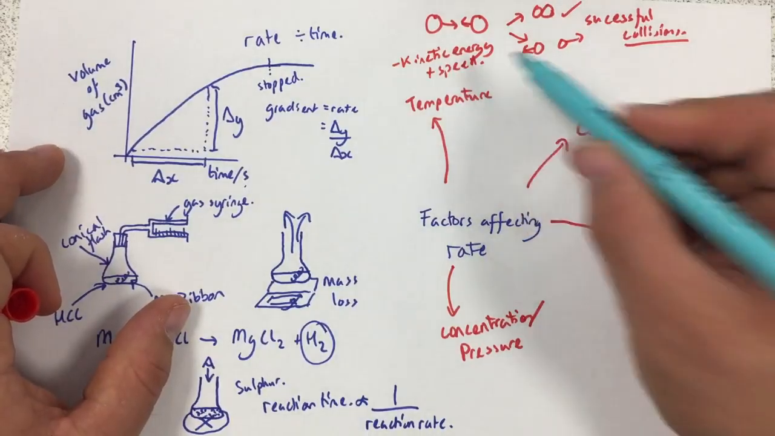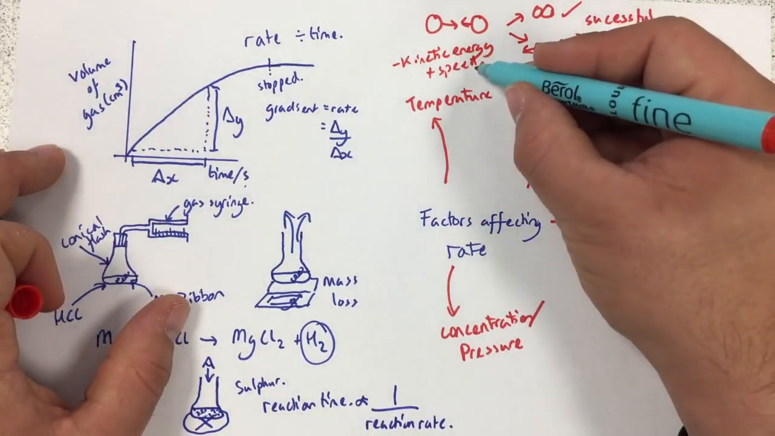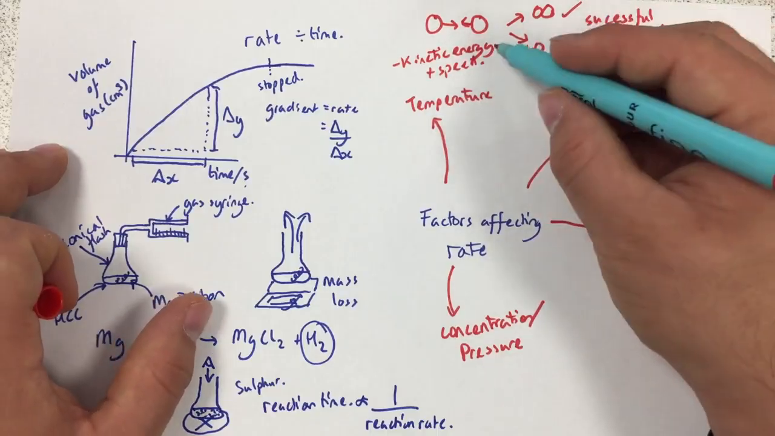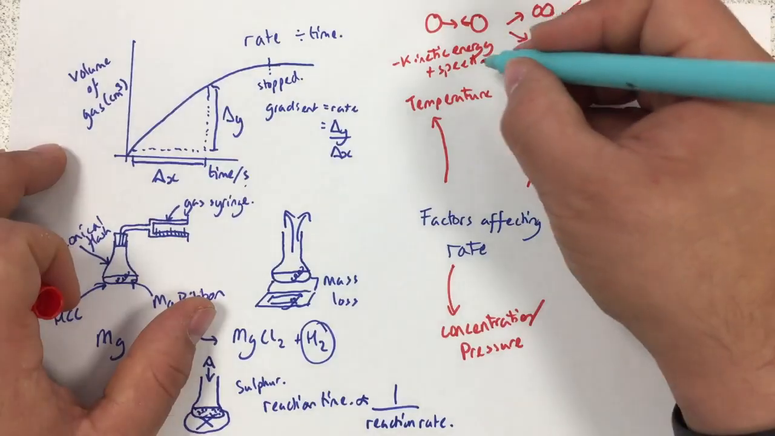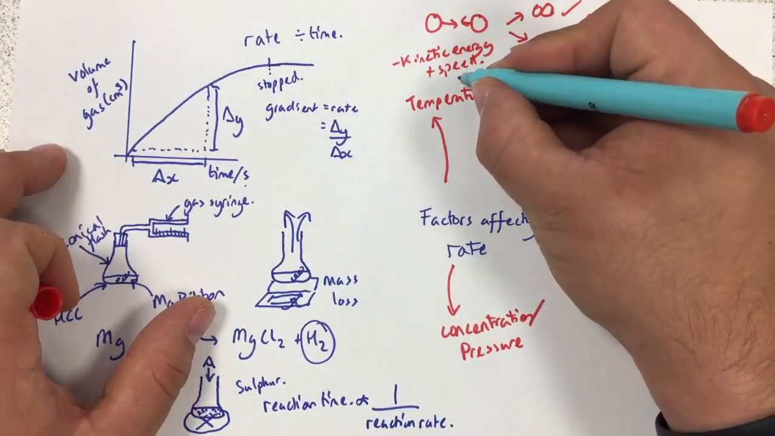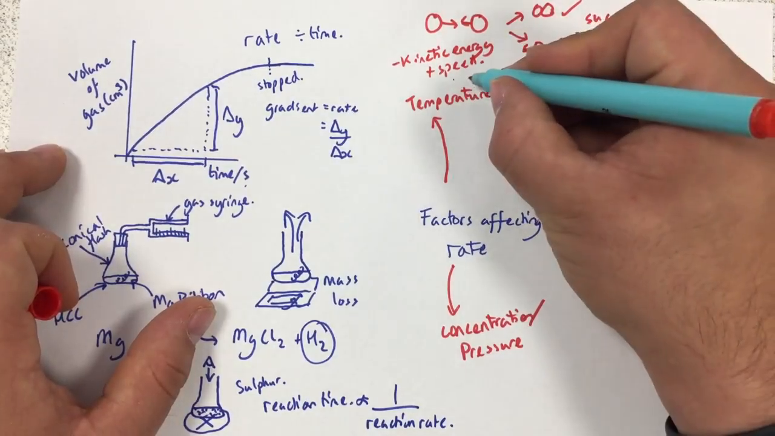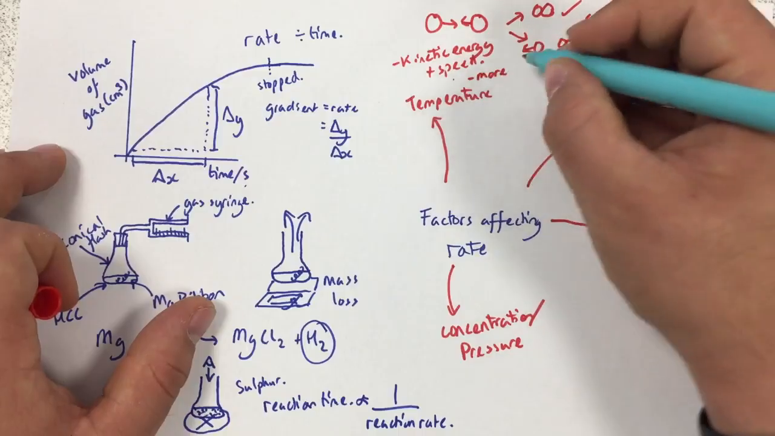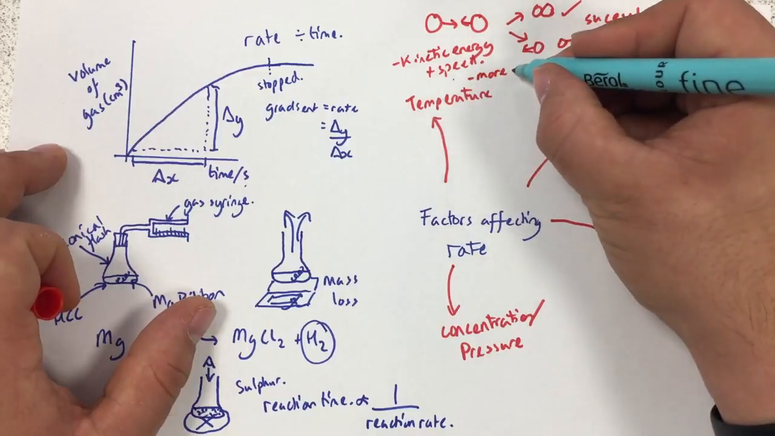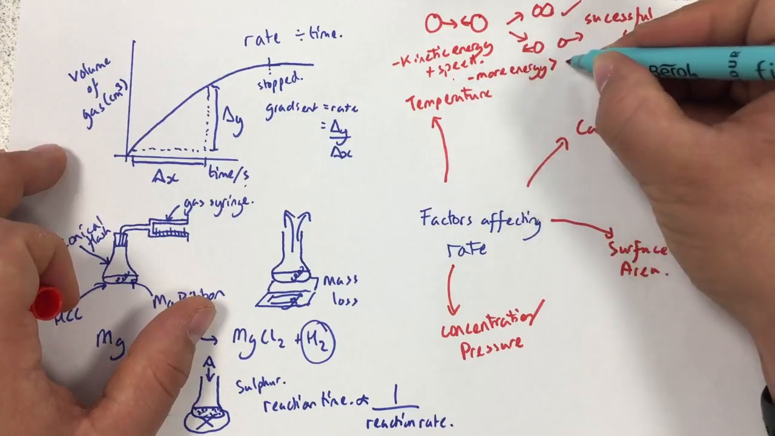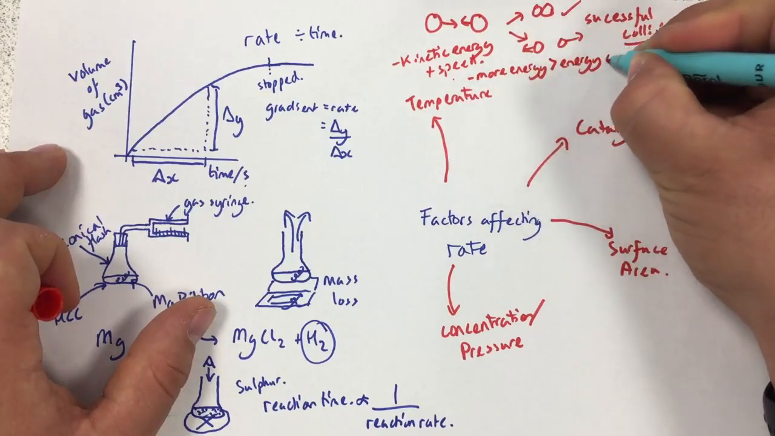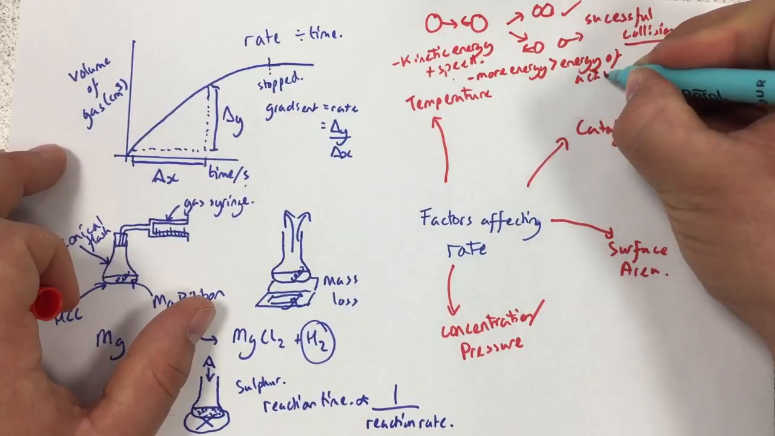So if we increase the kinetic energy of the particles, it's more likely that a greater proportion of the particles will have enough energy in order to react. We call this energy the energy of activation. So with temperature, the first point is more particles with energy greater than the energy of activation.